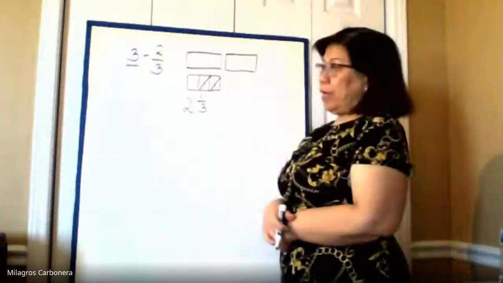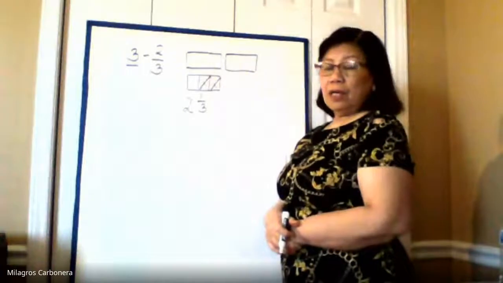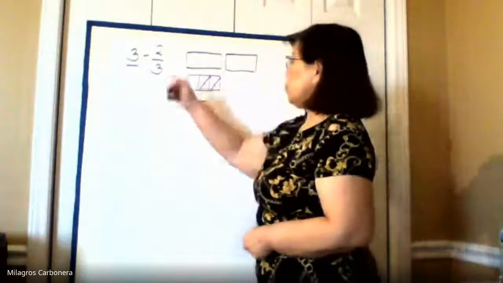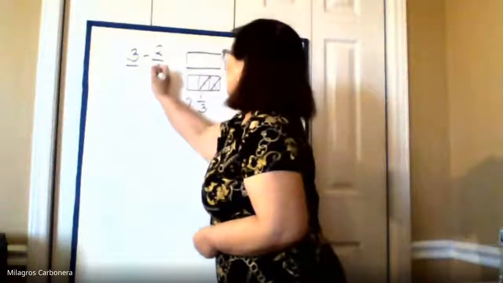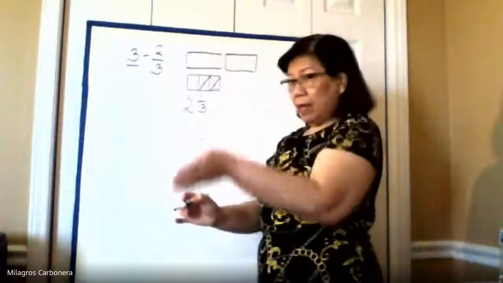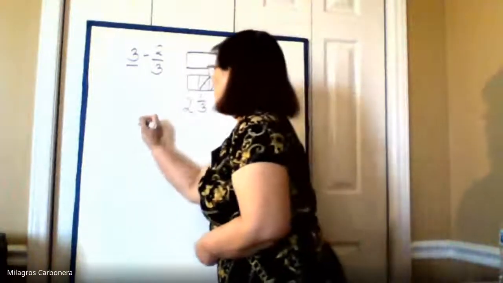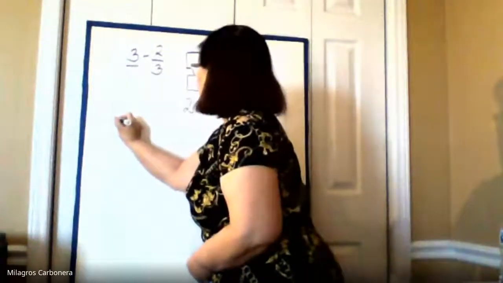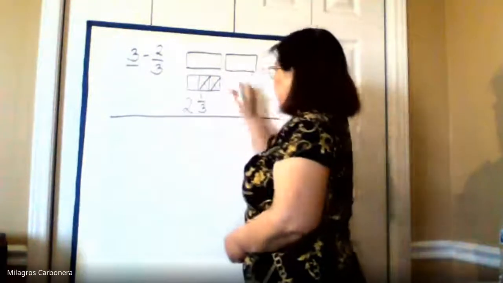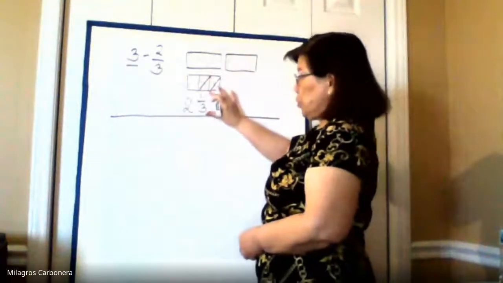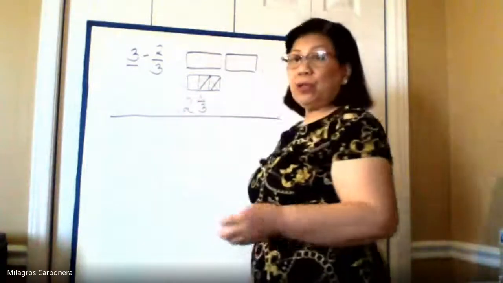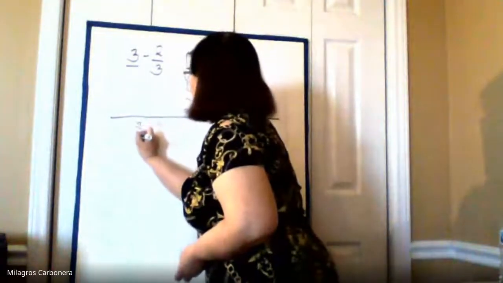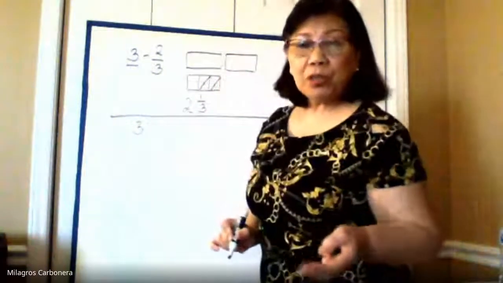Is there any other way? Is it only drawing a picture? No, there's another way. What is the other way? I am going to subtract 2/3 from 3. I am going to write them in vertical order. So I'm going to draw a line here because this is using pictures or illustration. This one, we're going to use our algorithm. So I'm going to write my 3, and I'm going to take away 2/3 from 3.